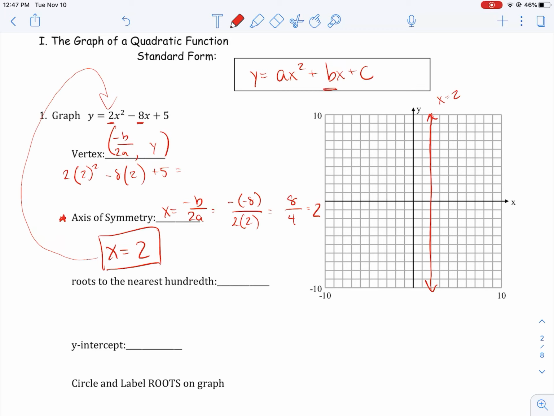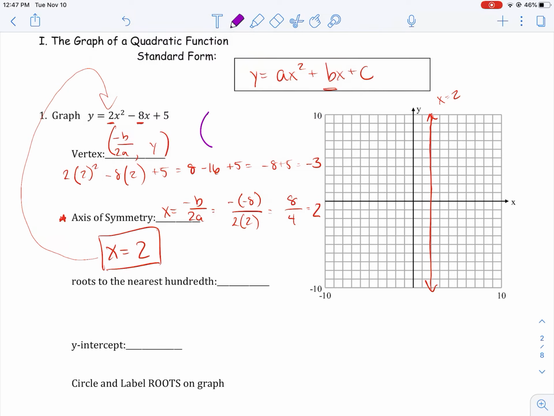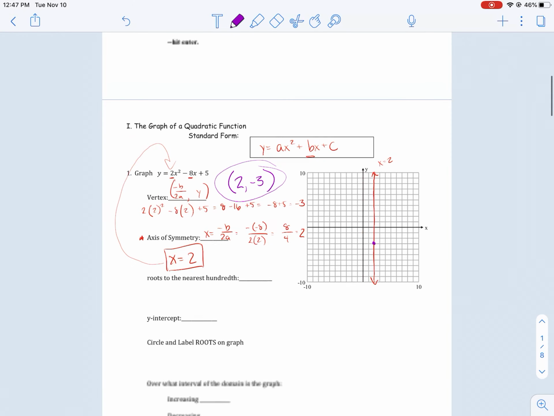And so I get 2 squared, which is 4. 4 times 2 is 8, minus 16 plus 5. So we get a negative 8 plus 5, which is a negative 3. So our vertex, which I'm going to put in purple, is going to be (2, -3). Again, as you can see, when I go to graph this point, it falls directly on that axis of symmetry line. And when I finally graph this, you'll see that is our turning point for our graph. Now, it's asking to find the roots to the nearest hundredth.